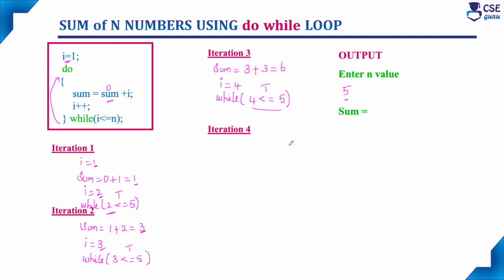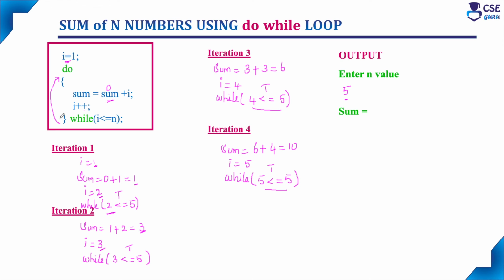That will be considered the fourth iteration. So in the fourth iteration, sum is equal to the updated sum value 6 plus the I value 4. Now we will get 10. And update the I value; I gets incremented by 1. Now it is 5. Then at the end of the body of the loop, check the condition: 5 less than or equal to 5. Here it is not less than 5, but equal to 5. The equality condition is satisfied. Condition is true.